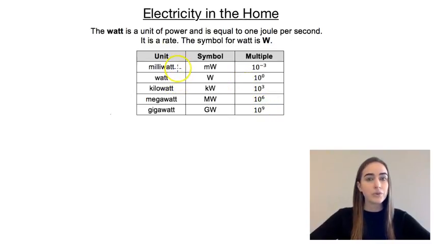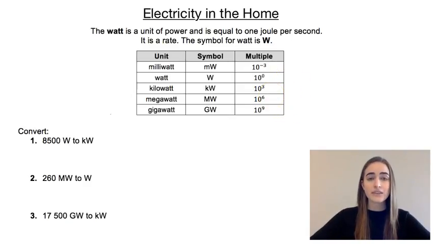If we want to look at smaller units, we can have a look at milliwatts, which is 10 to the power of minus 3. So that means going from watts to milliwatts, we'd be dividing by 1000. So we can use these multiples, these powers of 10, or we can either multiply or divide by 1000 for every step that we go up or down that table.